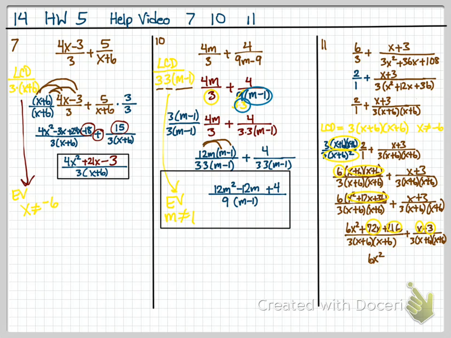6x squared stays the same. You get all of that, plus 73x and 219, all over all of that. Nasty enough, we should try to factor it. Sadly enough, though, you do all that work, nothing will happen because that's as low as it'll go. So that's your answer, with your excluded value, x not equal to negative 6. All right, thank you very much.